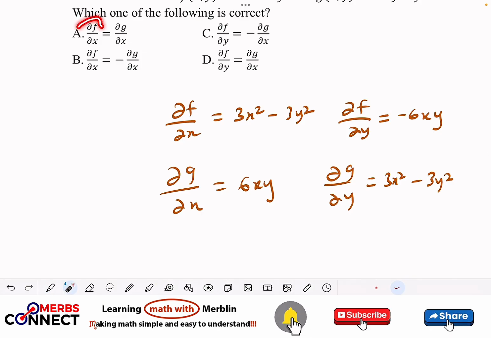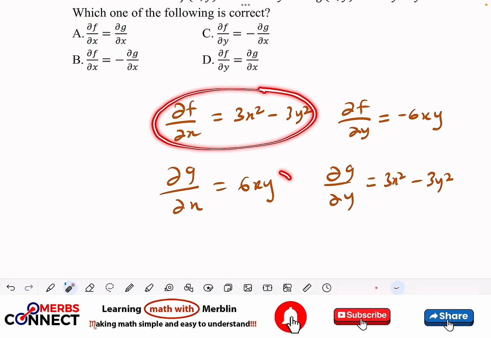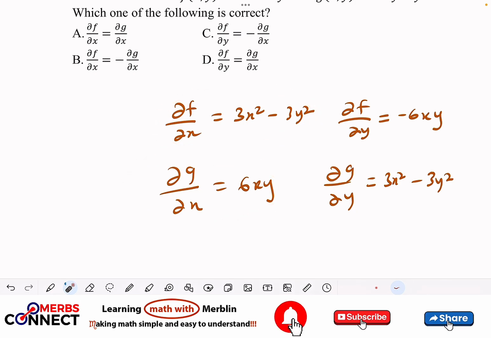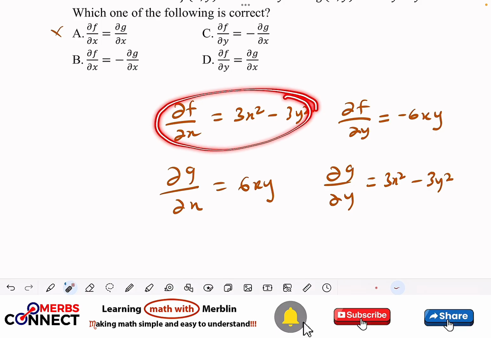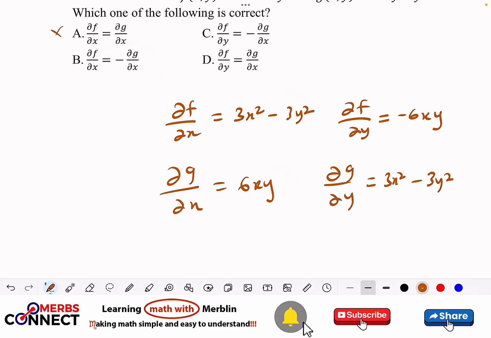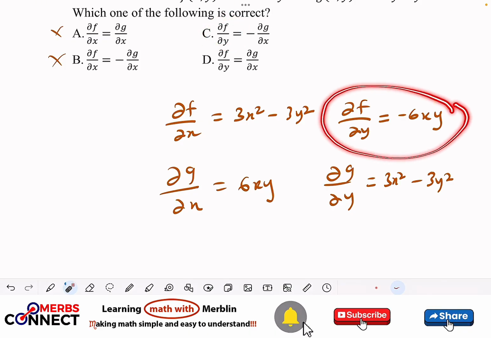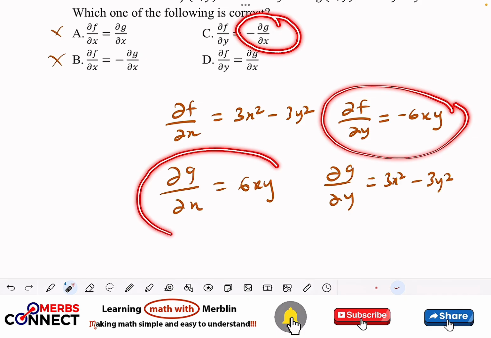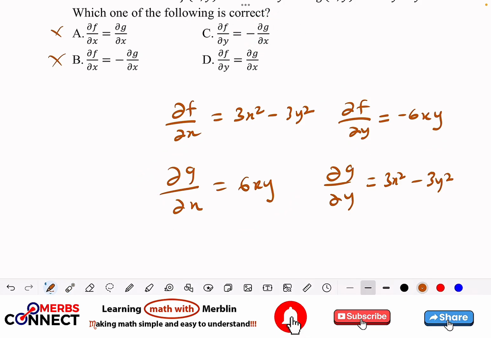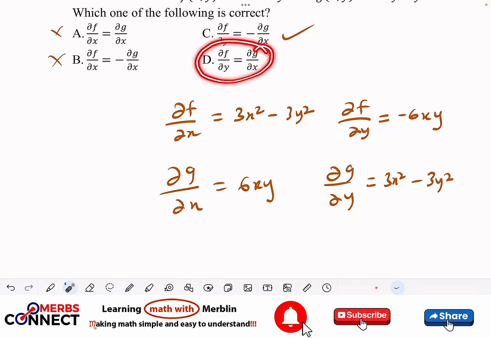This is that when I differentiate f with respect to x and this one, they are the same. Is this the same as this? No, they are not the same. So A is out. Let's look at B. This is the same as minus of this. No, it's also out. Let's look at C. F with respect to y is the same as minus of this with respect to x. Yes. So if I negate this one, I get this. So C will be better. But when you look at this one too, it says that this is the same as this, which is not true because it should be the negative of that. So C will be the best option here.